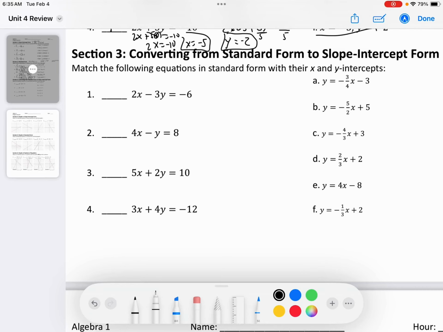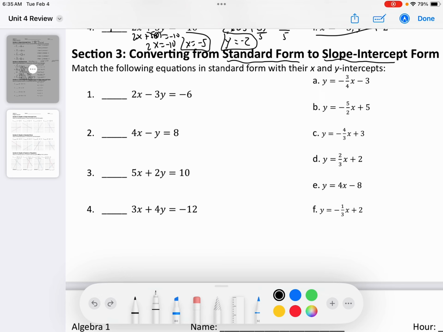Okay, section 3. As it says in the title, we're going to be converting from standard form into the slope-intercept form. So we want to take these equations that look like this and turn them into equations that look like this. So we're going to go through how to do those. Essentially, the ultimate goal is going to be to get y by itself. All of these start with y equals. So that's kind of the key feature of the slope-intercept form, is that we have y equals and then everything else on the other side.